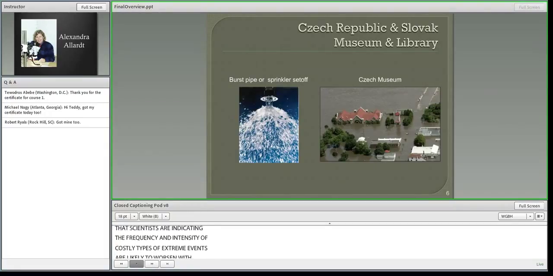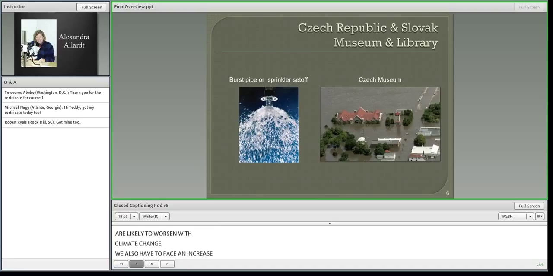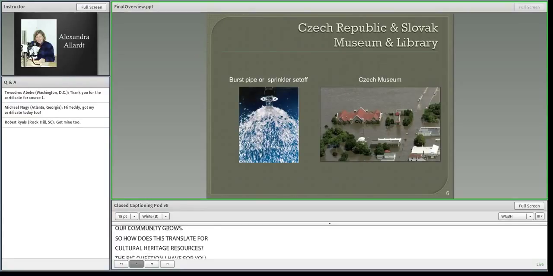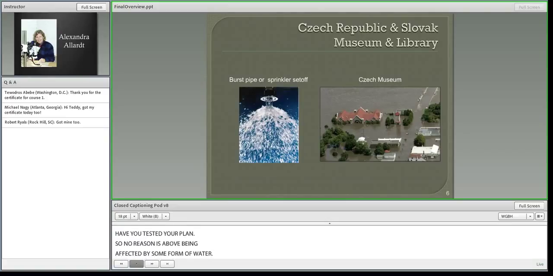The big question I have for you is, are you ready for a disaster to visit you? Have you tested your plan? No one is above being affected by some form of water. Here are two examples, one man-made and one of natural causes. Your water incident could be a malfunctioning sprinkler head going off, spraying 50 to 80 gallons per minute at about 300 pounds per second. Or a flood, like the one that affected the Czech and Slovak Museum and Library in Cedar Rapids, Iowa in 2008. They recently reopened late in 2012. So would you be ready for either of these events?